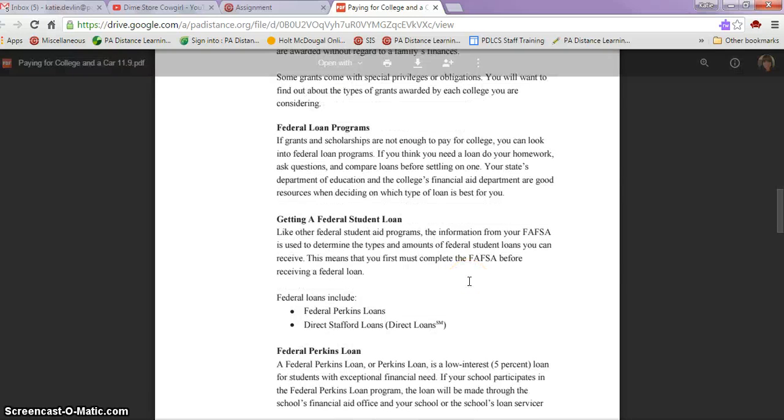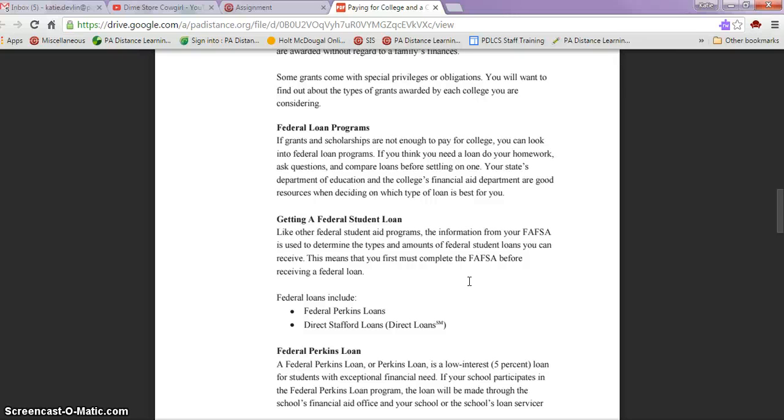Federal loan programs. If grants and scholarships are not enough to pay for college, you can look into federal loan programs. If you think you need a loan, do your homework, ask questions and compare loans before settling on one. Your state's Department of Education and the college's Financial Aid Department are good resources when deciding which type of loan is best for you.